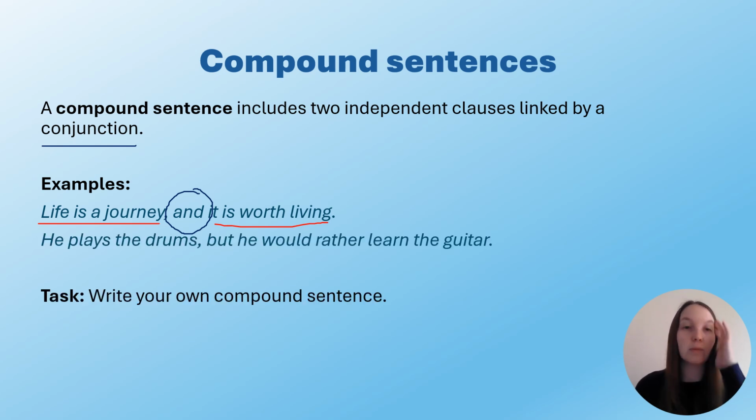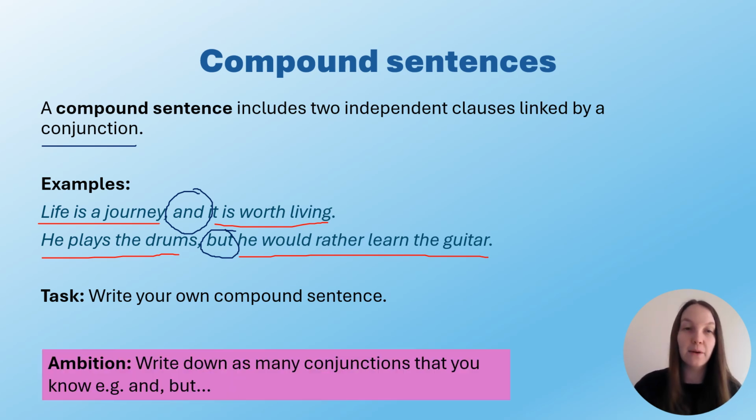Okay, let's have a look at this one. We've got he plays the drums, but he would rather learn the guitar. Again, we've got two independent clauses: he plays the drums, he would rather learn the guitar, and then we've got the conjunction linking it. Okay, but. So again, for a task, write your own compound sentence now.